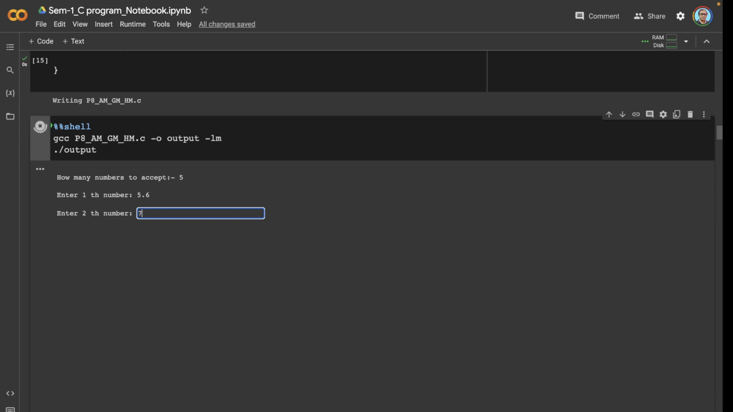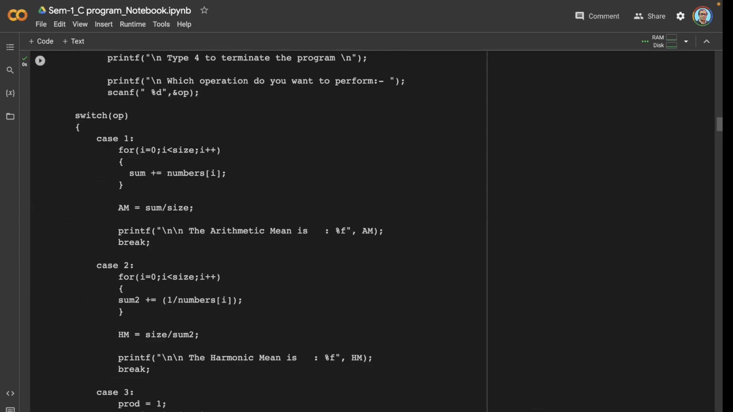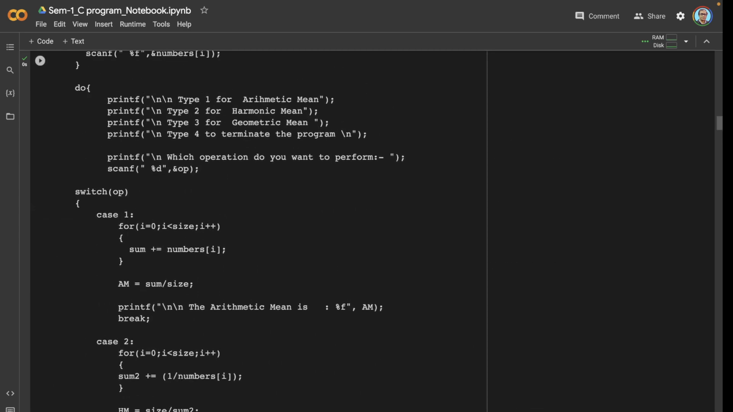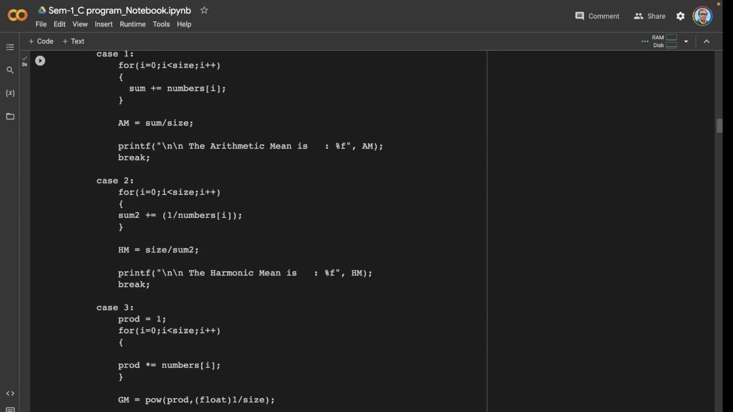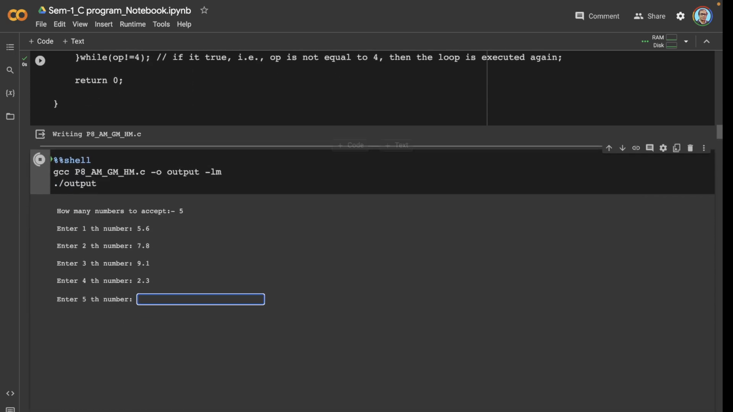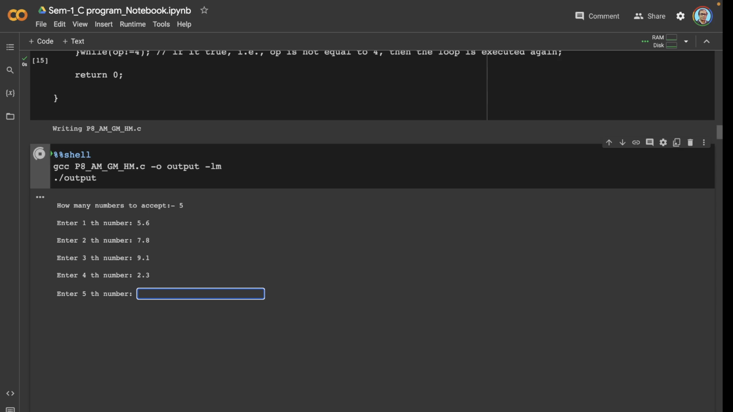Second number is 7.8. Suppose 9.1. This 2.3. This is a float type number. This 3.8.